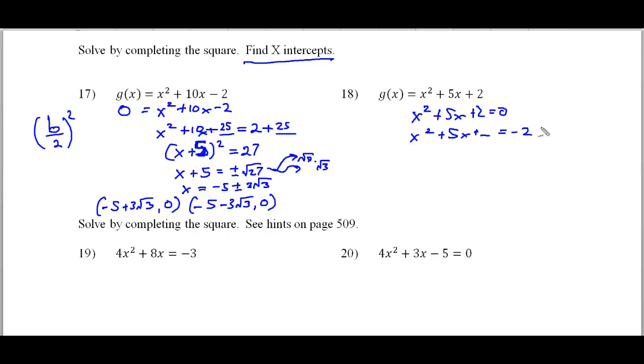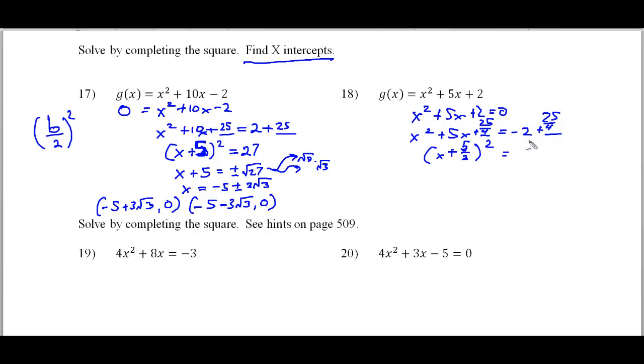Now I have to find these blanks. I find the blanks by taking my middle term, 5, dividing it by 2, and then squaring it. If I go 5 divided by 2 and square it, I get 25 fourths, because 5 divided by 2 is 5 halves, so I'm going to add 25 fourths to both sides. Now, what this gives me on the left-hand side is a binomial. Take the square root of 25 fourths and you get 5 over 2. And the middle term is positive, so that's positive. So x plus 5 halves is what I'm going to have on my left-hand side.